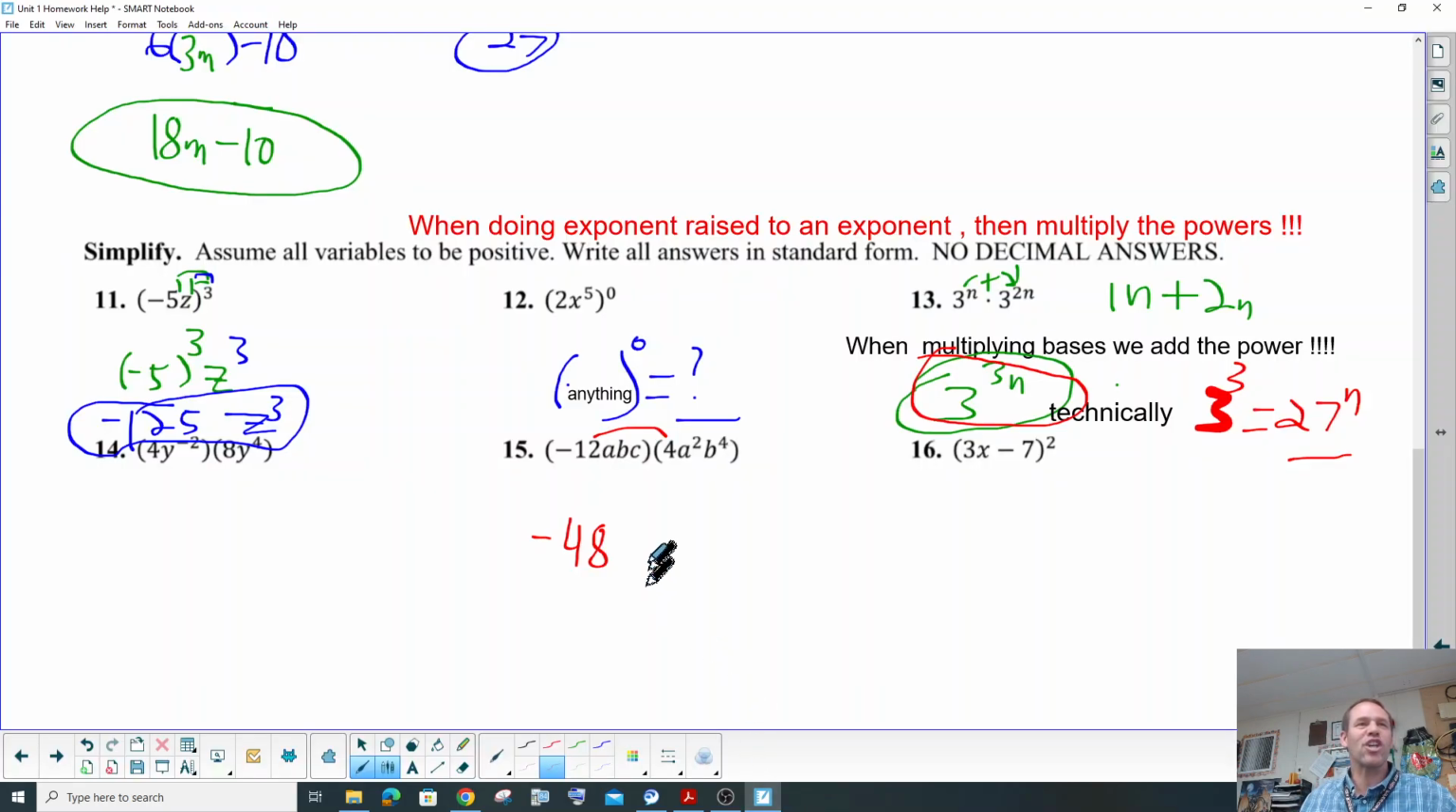Okay, so thanks for finishing off. We're just finishing on 15 here. And so negative 12 times 4 is negative 48.